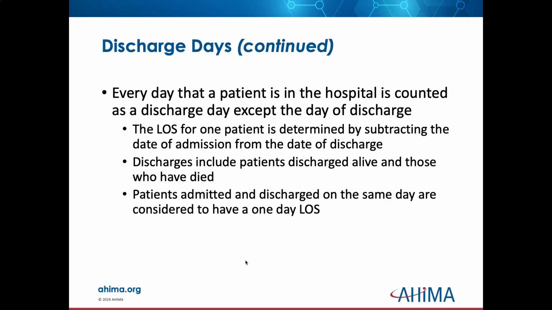It's very confusing. But when it comes to discharge days, you count every day that they're in the hospital except the day of discharge. So the length of stay for one patient is determined by subtracting the day of admission from the day of discharge. And discharges include patients that were discharged alive as well as those who died. Patients who are admitted and discharged on the same day are considered to have a 1-day length of stay.